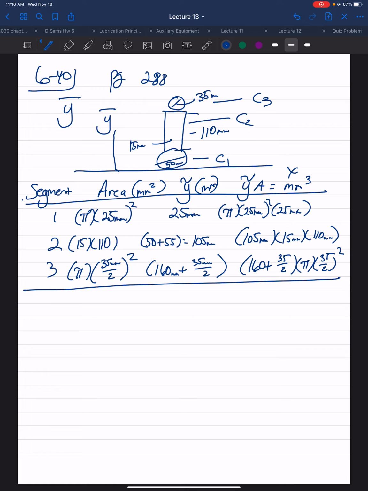So then the sum of my areas, doing all this math out, you get pi times 25 millimeters squared plus 15 times 110 plus pi times 35 over 2 squared, which comes out to be 4,576 millimeters squared.